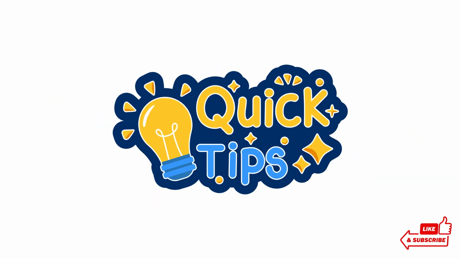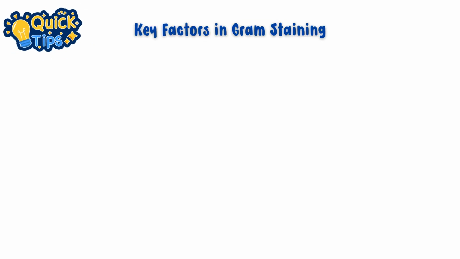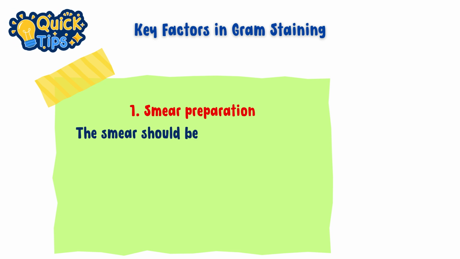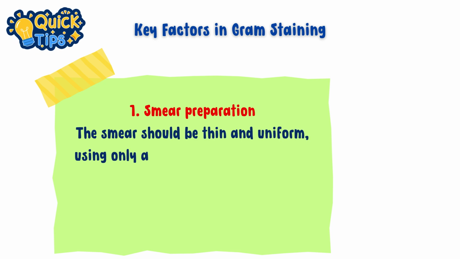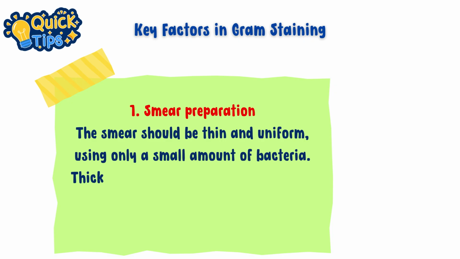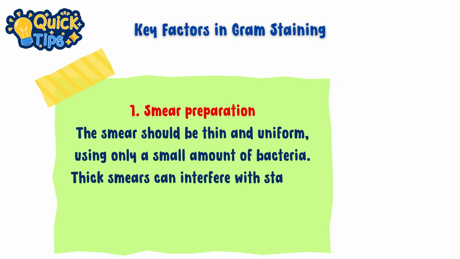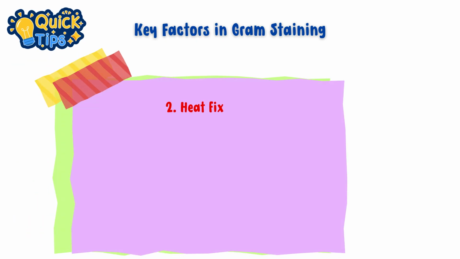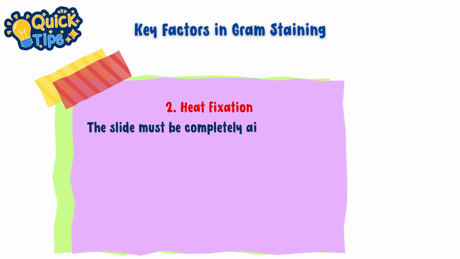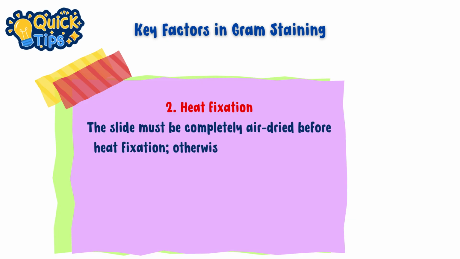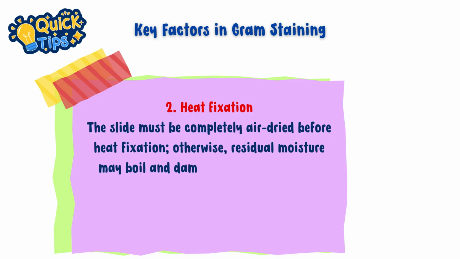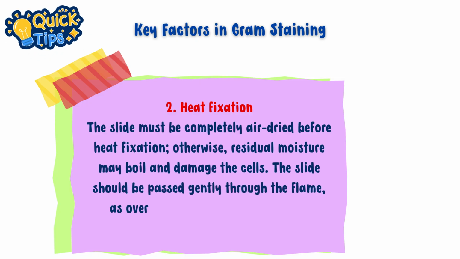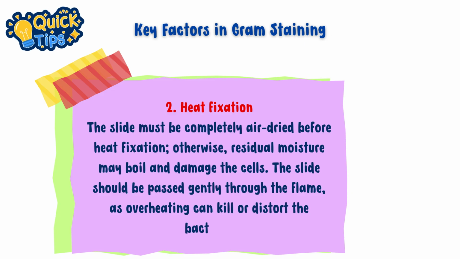Quick tips. Key factors in gram staining. 1. Smear preparation. The smear should be thin and uniform, using only a small amount of bacteria. Thick smears can interfere with staining and decolorization, leading to false results. 2. Heat fixation. The slide must be completely air-dried before heat fixation, otherwise, residual moisture may boil and damage the cells. The slide should be passed gently through the flame, as overheating can kill or distort the bacteria.